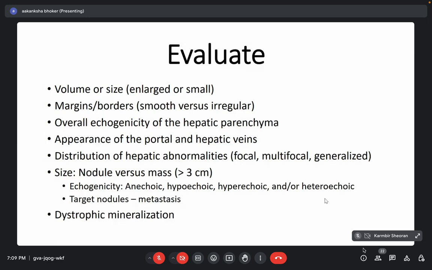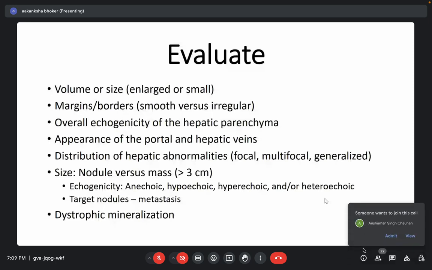Talking of the margins or borders, the liver should have very sharp margins. It should have razor sharp margins, but if there is some irregularity like rounding or smoothing, then we will say this is an abnormality. Echogenicity, we know how we need to compare the echogenicity. It will be hypoechoic as compared to the spleen. So if it is getting hyperechoic, then we will say yes, there are some hepatitis associated changes going on.